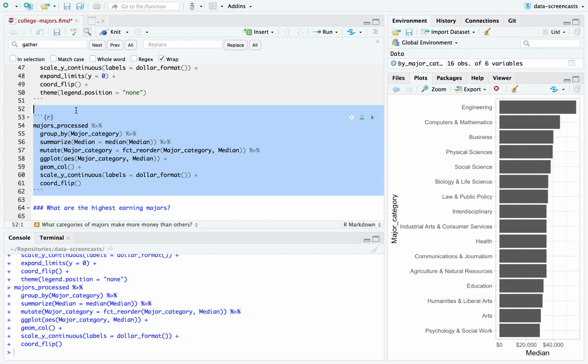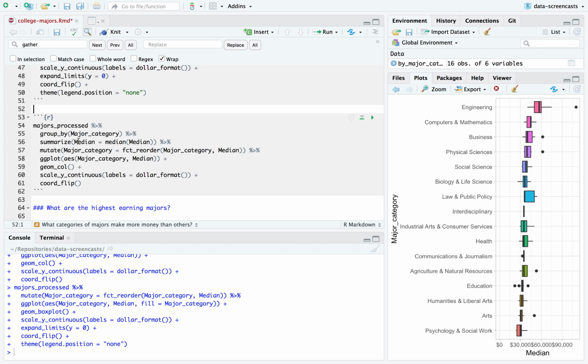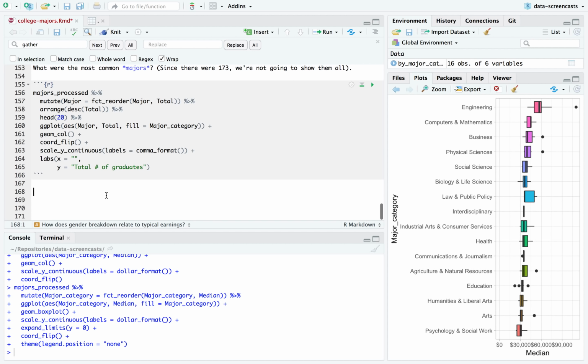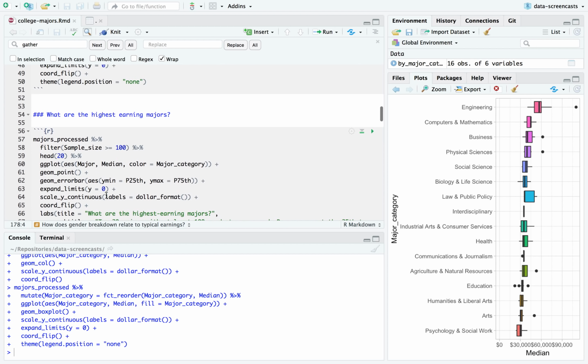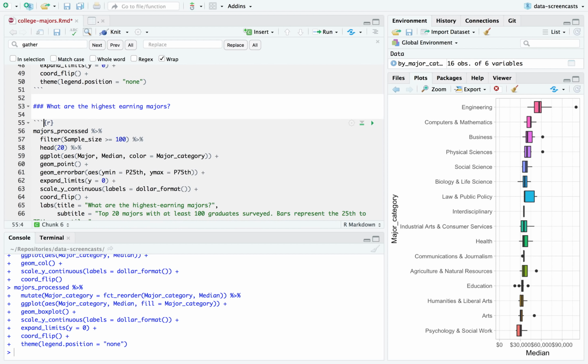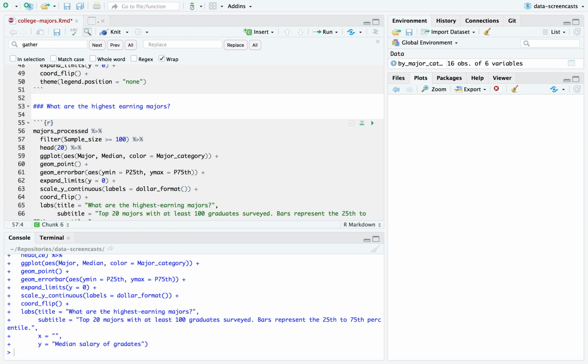Most common majors. No, this is by category. This is median. I like box plot more. I look in between the two. This goes in the scrap. And then I would say, what are the highest earnings? And that's really interesting. That's a relevant one.